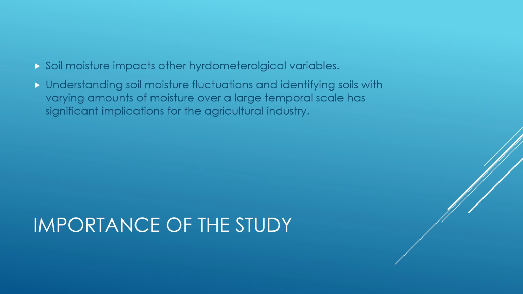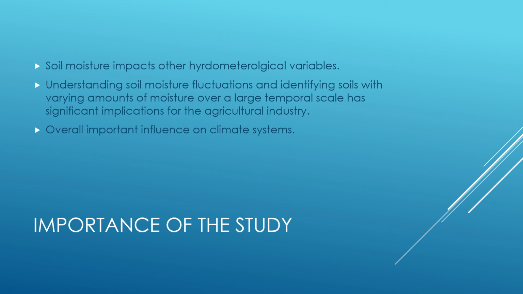Understanding soil moisture fluctuations and being able to identify soils with varying amounts of moisture over a large temporal and spatial scale as well will have significant implications for the agricultural industry. So determining locations for growing crops, having an understanding of the soil conditions and characteristics over a large spatio-temporal scale will definitely help with that decision making.